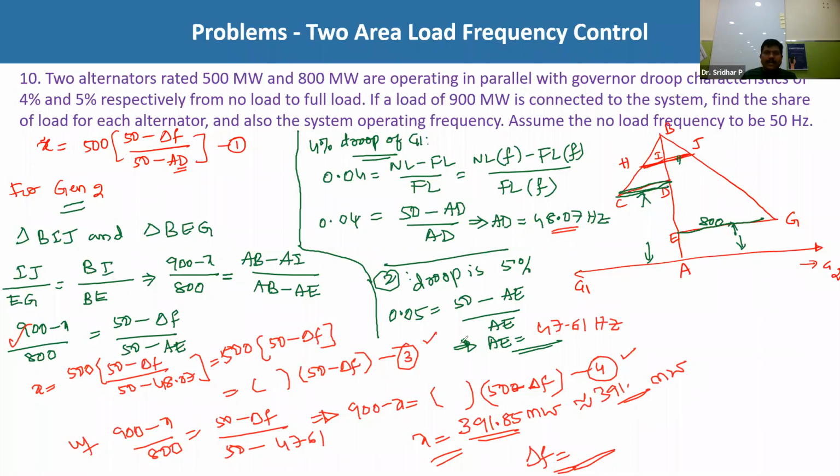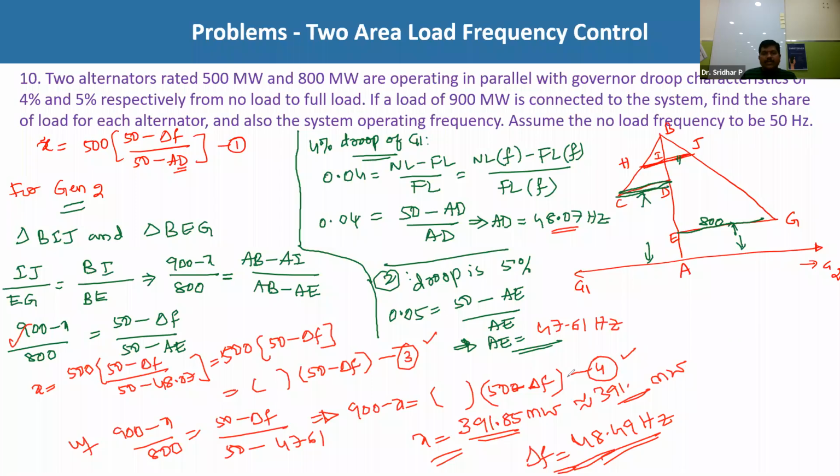Yeah, exactly. 48.49 hertz. Change in frequency is equal to 48.49 hertz. Right. That's all. So if x is equal to 391 point something, that is nothing but the load shared by the generator one or alternator one. So what about the sharing of second generator? That is 900 minus this. If you subtract, you will get that value straight away.